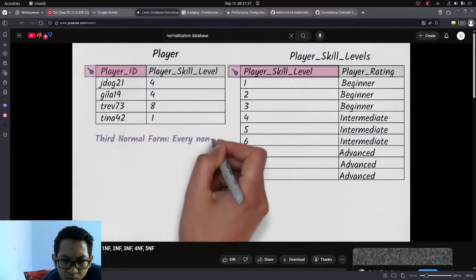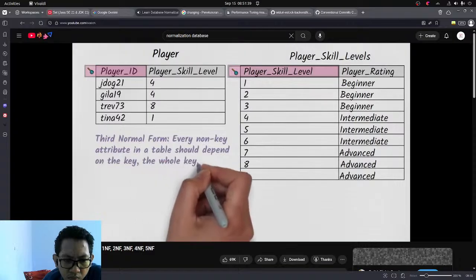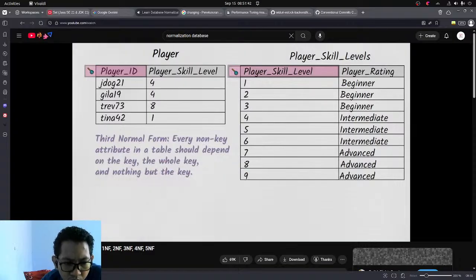It can be summarized in this way. Every non-key attribute in a table should depend on the key, the whole key, and nothing but the key. If you commit this to memory and keep it constantly in mind while you're designing a database, then 99% of the time you will end up with fully normalized tables.